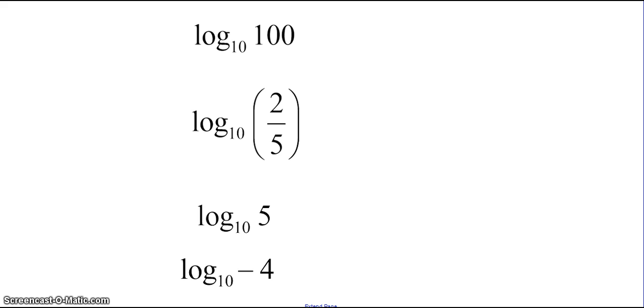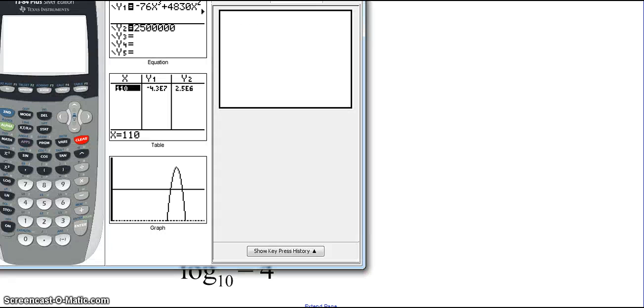So this is the log button on your calculator. Alright, so I want you to use your calculator to evaluate each of these three. The first one you actually should be able to do without a calculator, but just for practice you can use the calculator. So we don't need to type in the base because the log button is telling us base 10. So this is just saying log of 100. We hit enter, we get 2. That should make sense because we know 10 to the second power is 100.